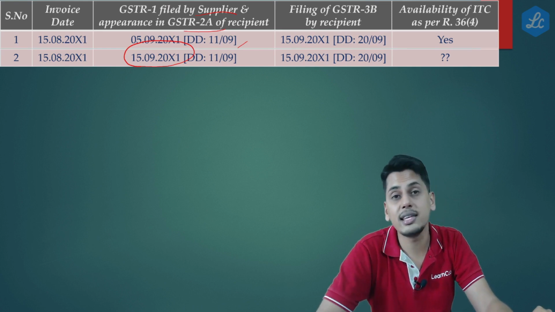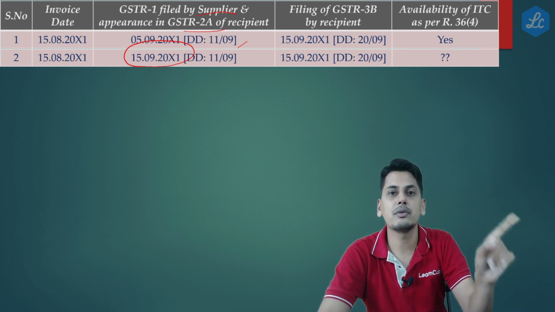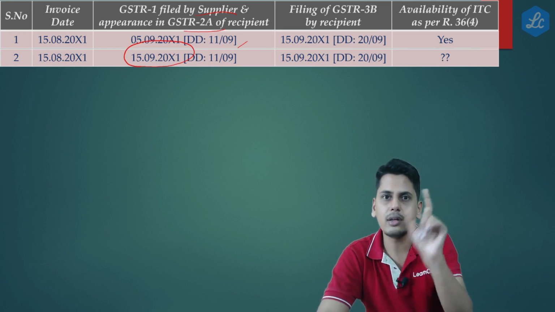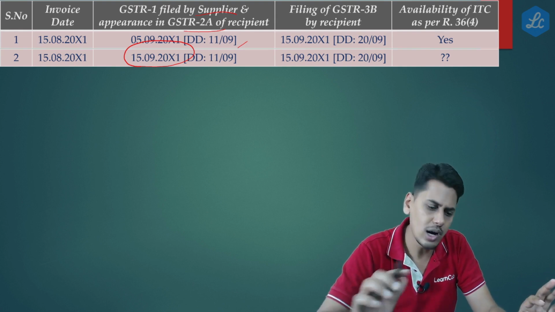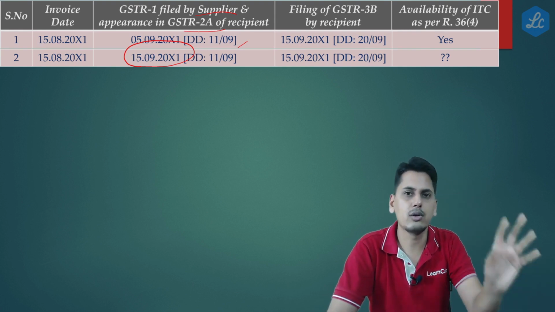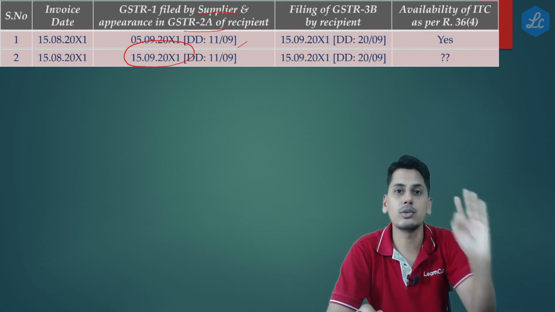Filing of GSTR3B by the recipient. As a recipient, he files his GSTR3B on 15th of September. On 15th of September, when I am checking my GSTR2A, it is appearing in my GSTR2A. On 15th of September, I am going to do the calculations. Output tax is there. Input tax credit, how much can I take? I can take according to 36 sub rule 4.